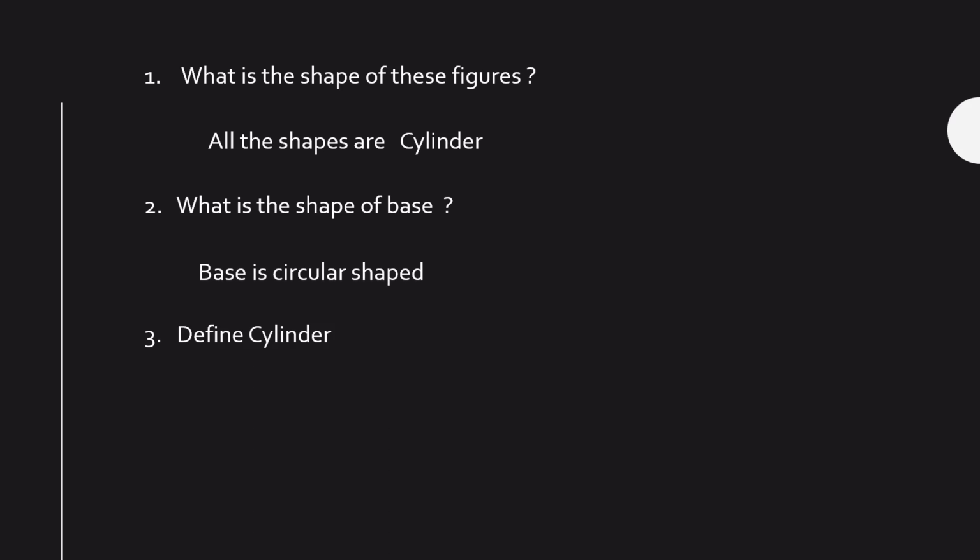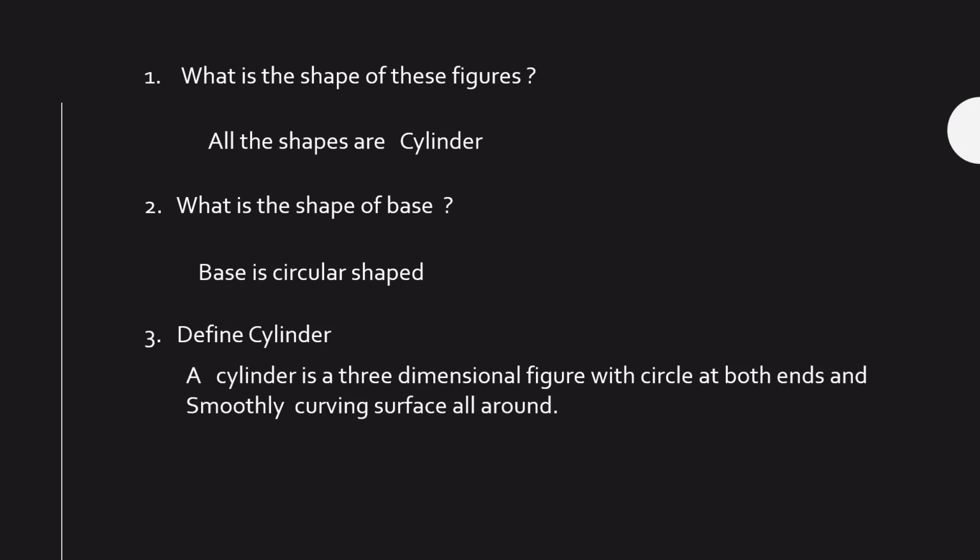Then, can you define a cylinder? You can write in your words and then read out. Or you can frame by yourself. Try. Okay. Can anyone of you read your answer? A cylinder is a three-dimensional figure with circle at both ends and smoothly curving surface all around. Here, the first point must be three-dimensional figure. Good. Both ends must be circle and the surface must be curved. These 3 points must be included.